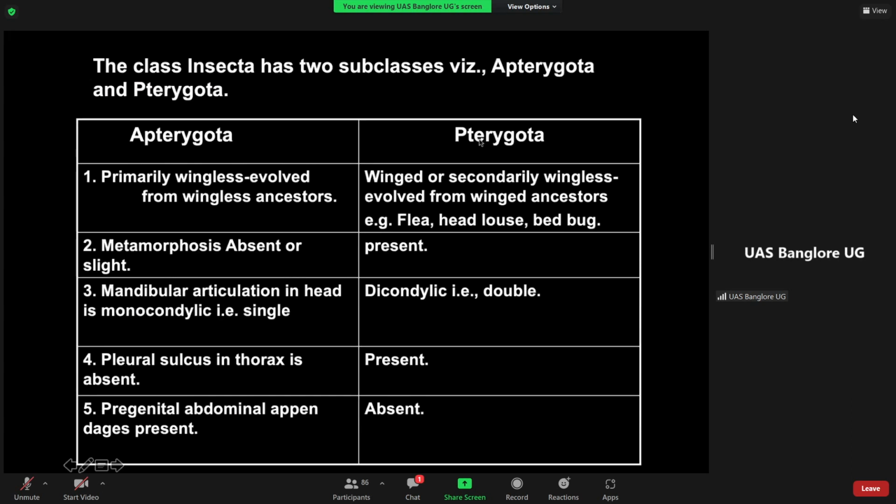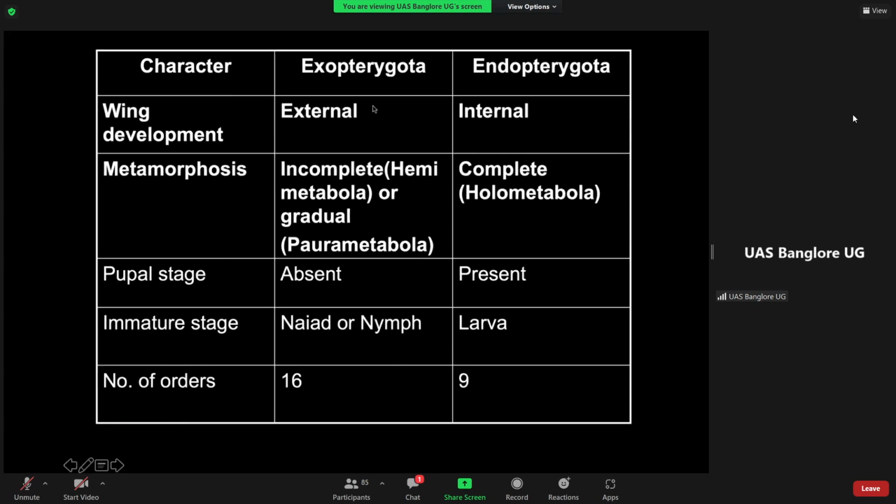Exopterygota, pterygota and apterygota. In pterygota, we have two more subclasses, that is the endopterygota and exopterygota. Exo means the wing development is outside the body, whereas endo means the wing development is internal. In exopterygotans, incomplete metamorphosis is seen.